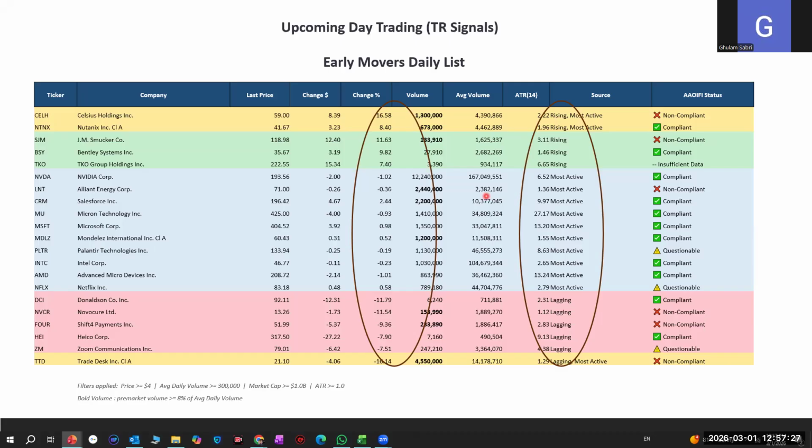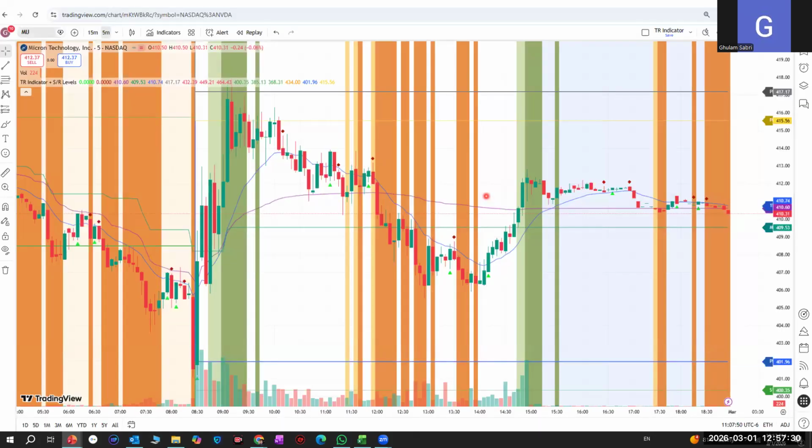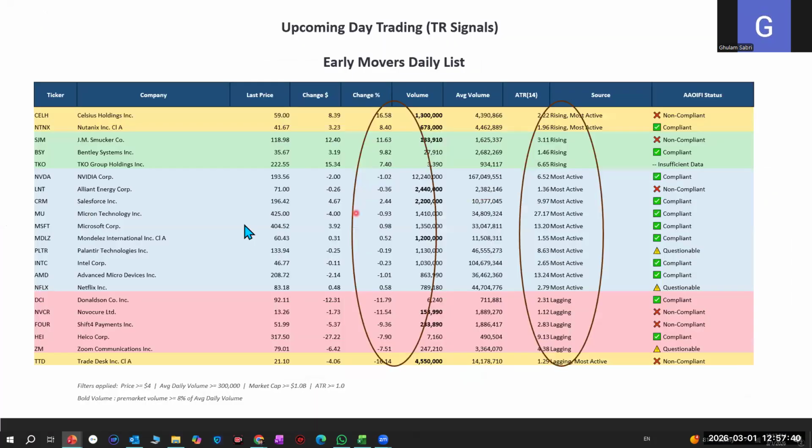And we have programmed our indicators for the day traders. For example, this is for Friday, just last Friday, which was the 27th, day before yesterday. So Micron is right here. It was on the lagging side, with a change of -$4. It was active, and it's compliant as well.